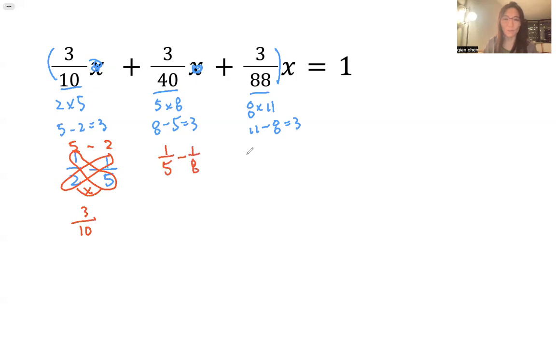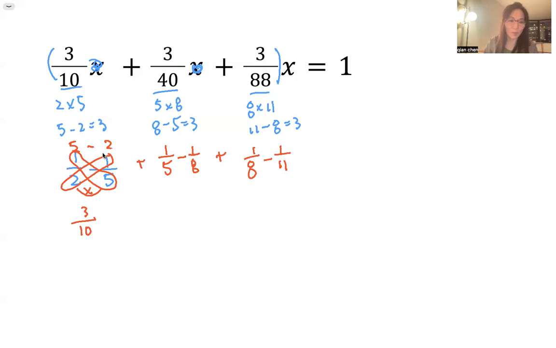So similarly, we can rewrite these two numbers as 1/5 minus 1/8. Okay, you check. Well, the relation is plus in between. And this number 3 over 88, I can write as 1 over 8 minus 1 over 11. All right. What's the beauty about this? Why do I have to do this?